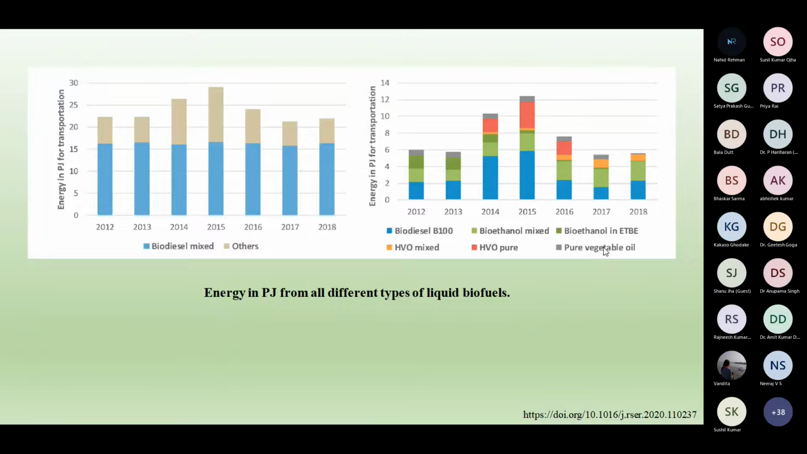So you see the energy in petajoules from all different types of liquid biofuels, whether it is biodiesel, mixed or others. Here you can see it at different times. Similarly, for bioethanol, HVO, biodiesel or pure vegetable oil, it is majorly biodiesel that is contributing.